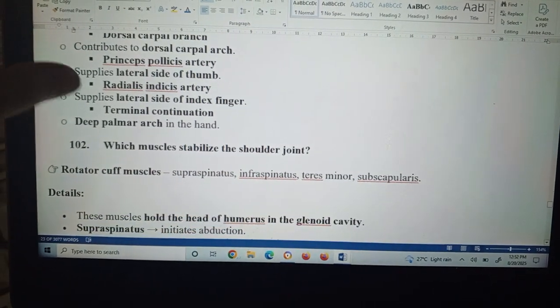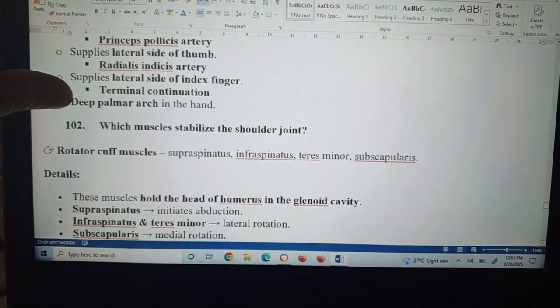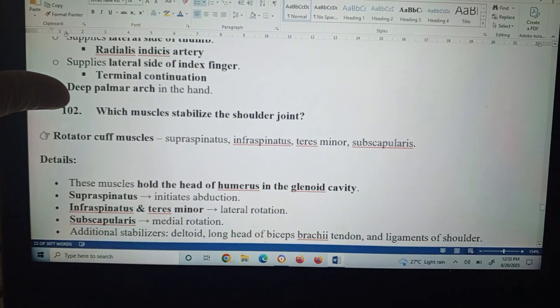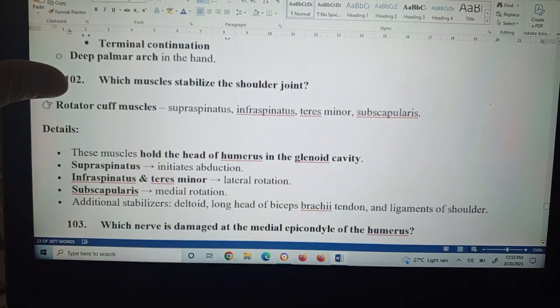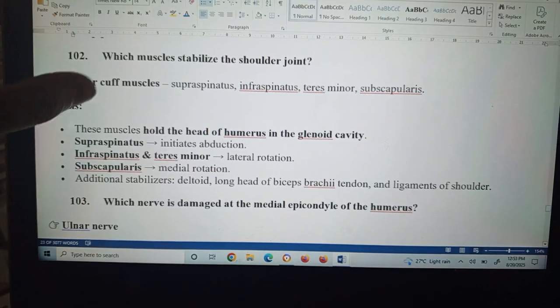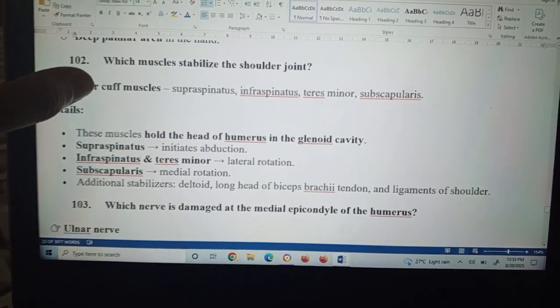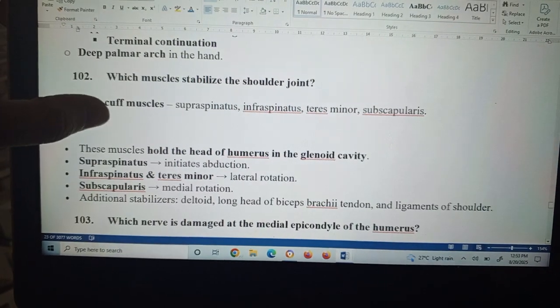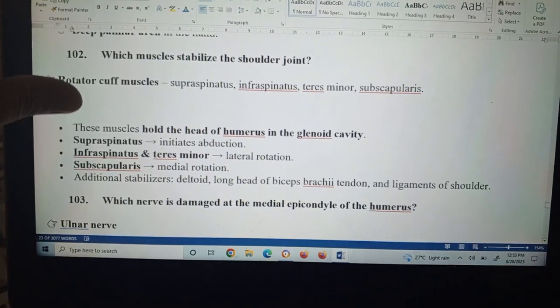Princeps pollicis artery supplies the lateral side of the thumb. Radialis indicis artery supplies the lateral side of the index finger. The terminal continuation is the deep palmar arch in the hand. The deep palmar arch or superficial palmar arch is very important, and its continuation or ending point, or the starting point of this arch, is usually asked in the viva question.